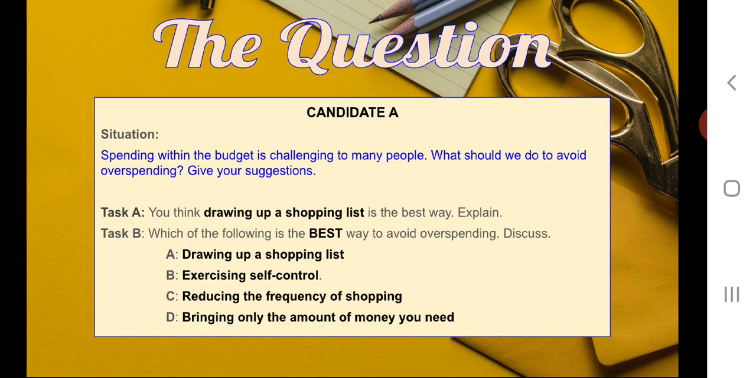Which of the following is the best way to avoid overspending? Discuss. So down there, you have 4 options to consider in the discussion. And all these 4 options are actually the main ideas presented by candidates A, B, C, and D in task A. Okay, right. Let's proceed.